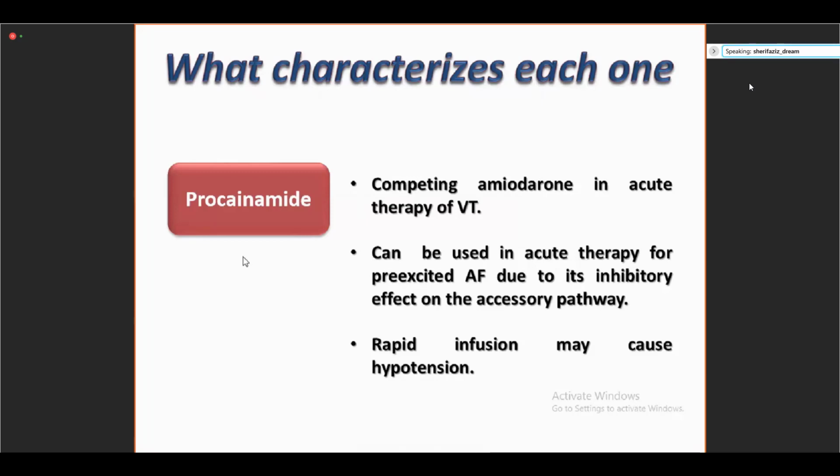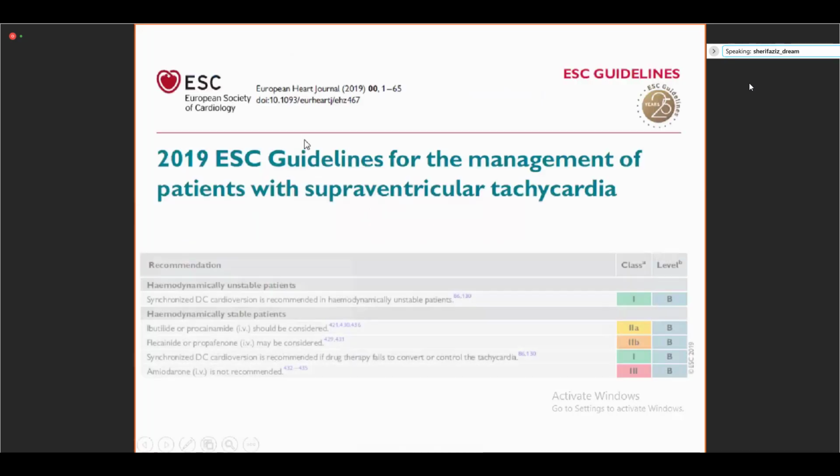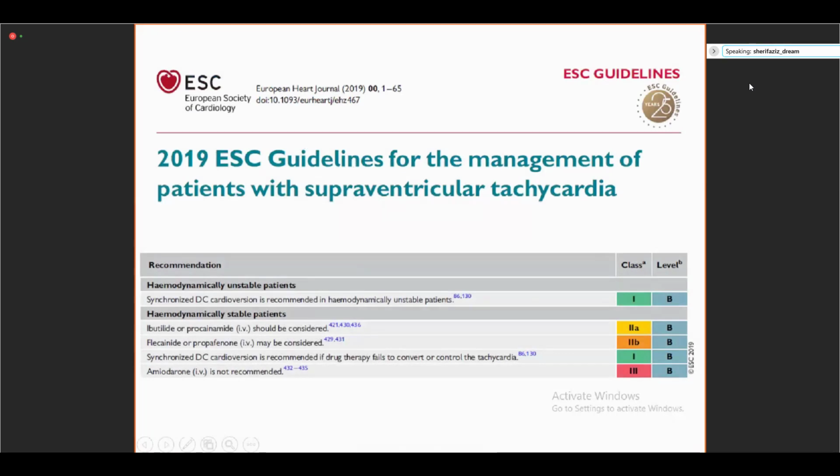We cannot use amiodarone, although in the past it was used in pre-excited AF. But it may slow down the AV nodal conduction, and also it may cause hypotension. That's why in the 2019 ACC guidelines, they addressed the management of pre-excited AF. And in the next slide, we can see in the flow chart that IV procainamide is one of the medications of choice together with flecainide in pre-excited AF when the patient is hemodynamically stable. You can see it in the next slide, Dr. Ahmed.